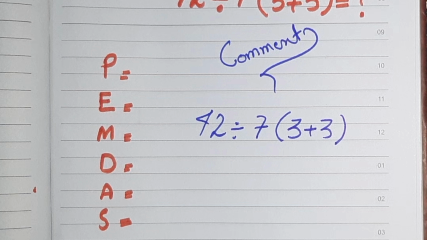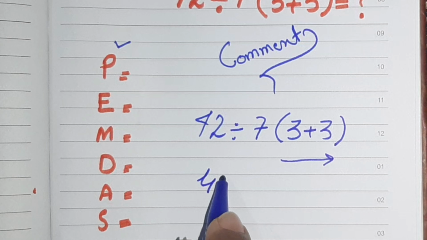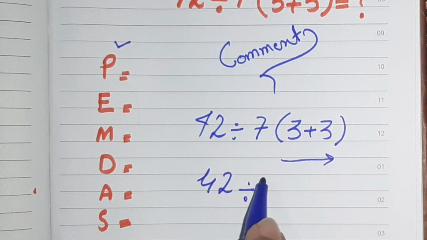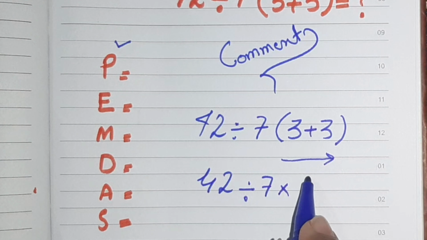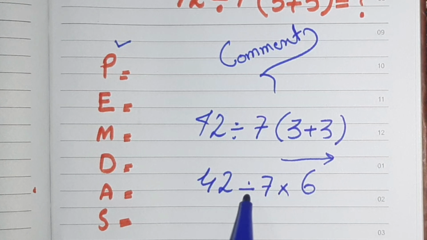Okay. So according to the PEMDAS, first we have to do this parenthesis, then this division, and finally this multiplication. If we do this multiplication before this division, it is wrong.